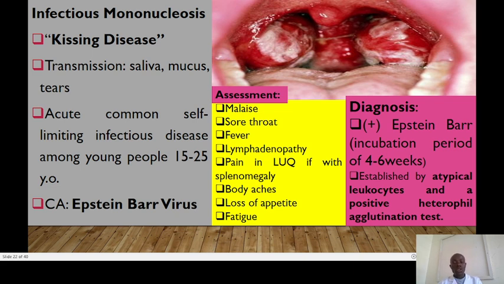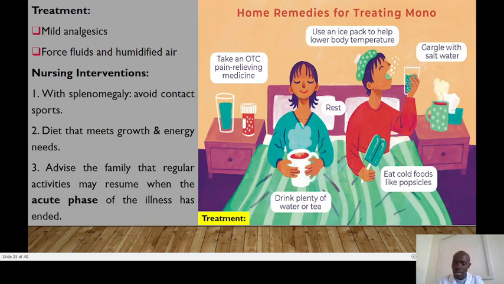When we want to diagnose, because we know the most common causative factor, we simply look for Epstein-Barr. The incubation period is between 4 to 6 weeks. It can also be established by atypical leukocytes and a positive heterophil agglutination test. In terms of treatment, you simply give mild analgesics, fluids, and humidified air. If the patient has splenomegaly, you have to avoid contact sports to avoid rupture.